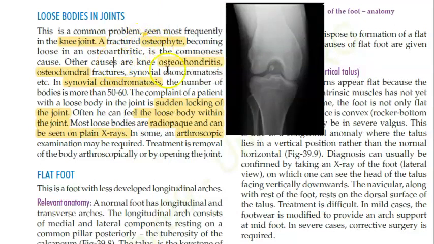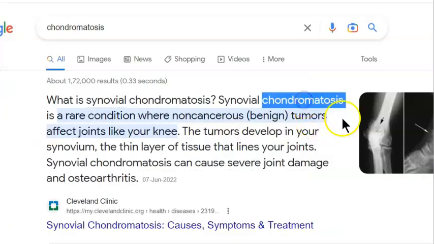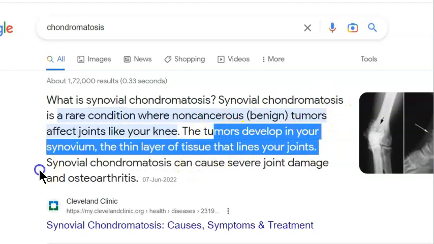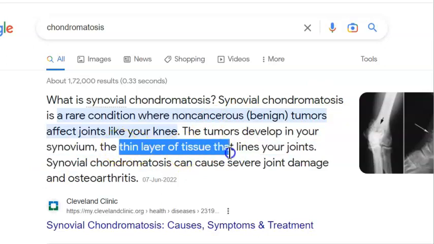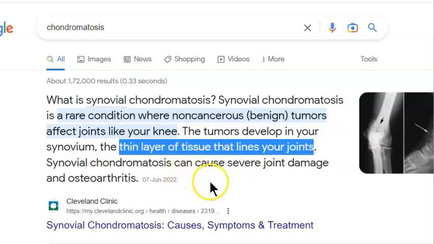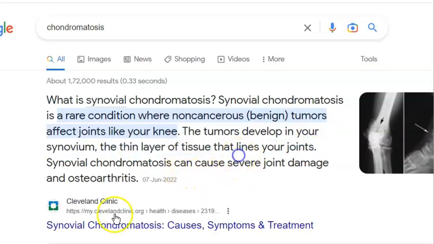So what is causing this is osteochondritis, osteochondral fracture, synovial chondromatosis. In synovial chondromatosis, the number of bodies is more than 50 to 60. So remember, synovial chondromatosis. Basically, this is a non-cancerous benign tumor affecting joints like your knee. So the tumors develop in your synovium. Okay, in the synovium, that is the membrane, the thin layer of tissue that lines your joints. So it can cause these loose bodies.